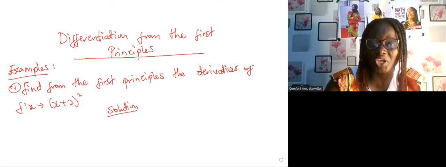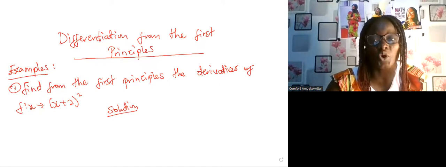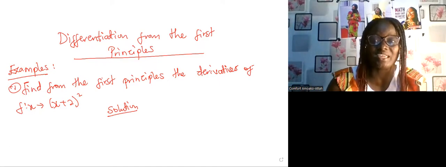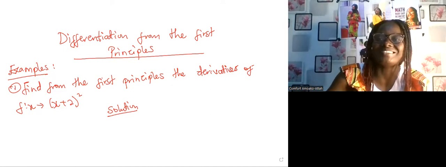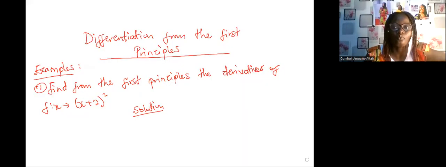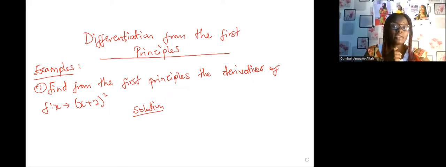Okay, so now pick your jotters as we go through today's lesson together. Those are some past questions and we are going to solve together. That is, find from the first principles the derivative of f of x maps to (x plus 2) all squared.